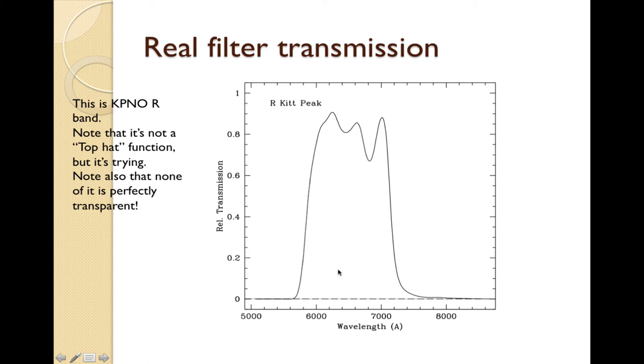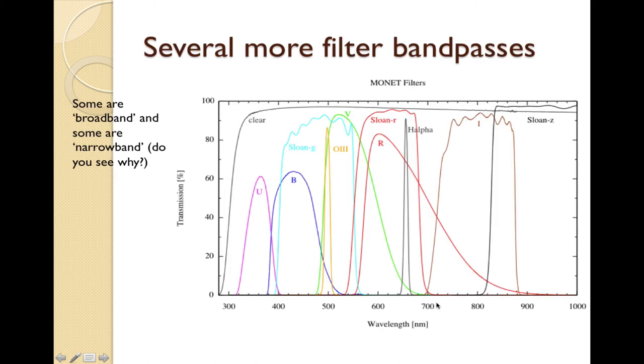And you have to think about, when you're interpreting the measurements that you make, the shape that you're expecting to see of energy emitted as a function of wavelength, and the reality of what exactly the filter is transmitting. Here's several more filter band passes. The clear filter tries to let as much light through as possible.